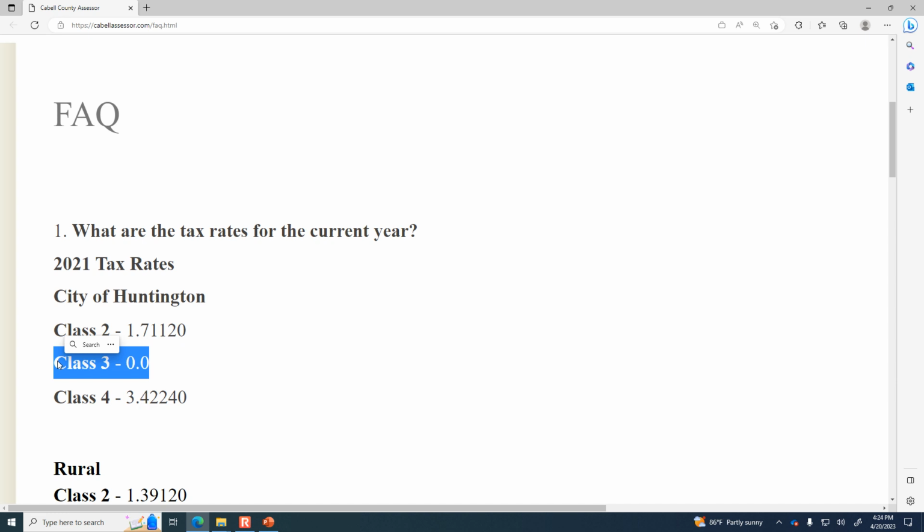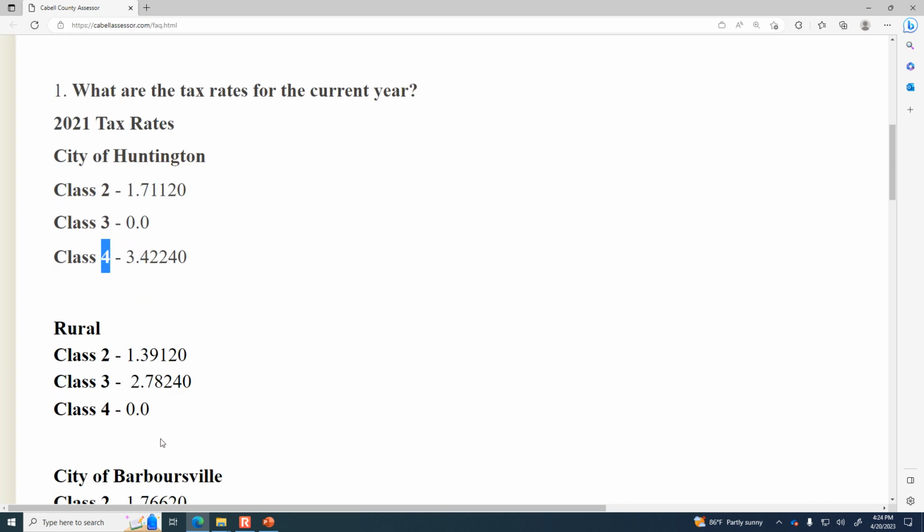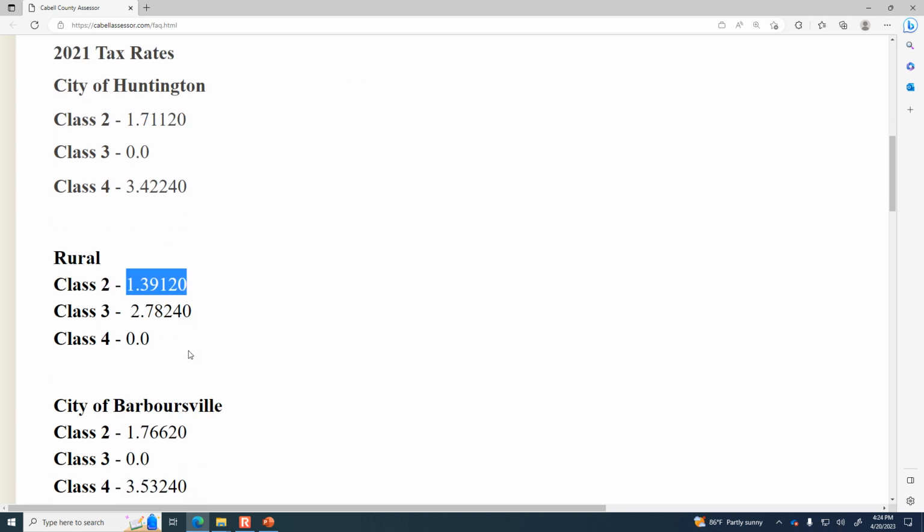But I don't know specifically. I only know the difference between, like, class 2 is owner occupied and class 4 is renter occupied. So in rural areas, I don't think those same classifications exist, but the higher rate is always for renter occupied properties compared to owner occupied properties. And the same thing is true in Barboursville, but it's kind of interesting that Barboursville and Huntington have higher tax rates than the rural areas do.